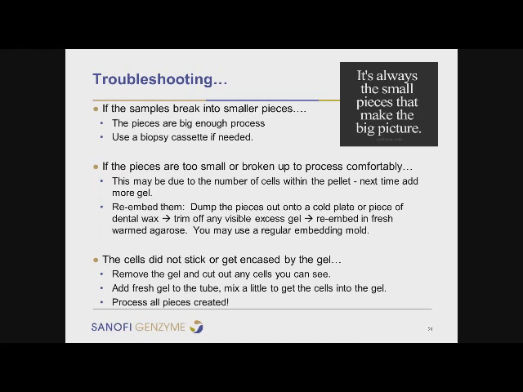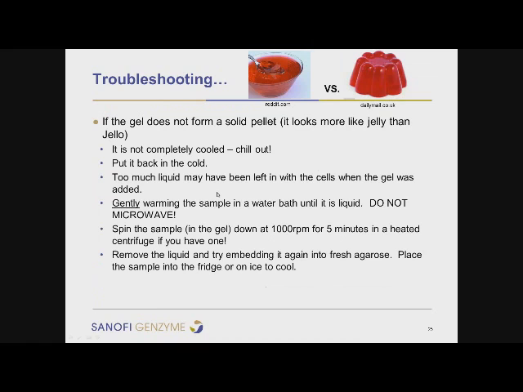If the cells didn't stick or get encased by the gel, you can remove the gel, cut out any cells you see, and add the cells that were encased in the gel, as well as a little bit more agarose, back to your tube and mix it to get the cells into the gel. And then you would process any and all pieces that get created.